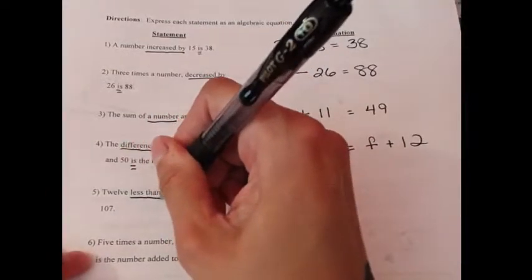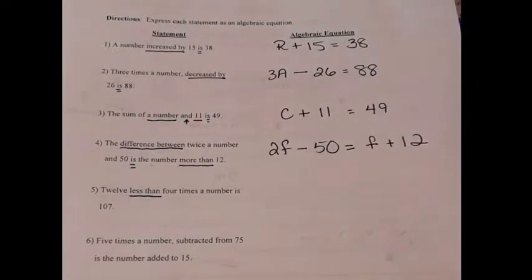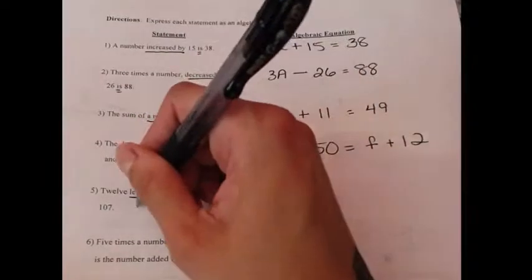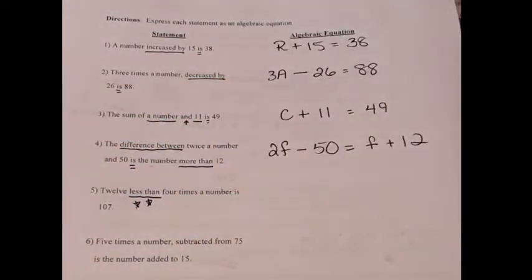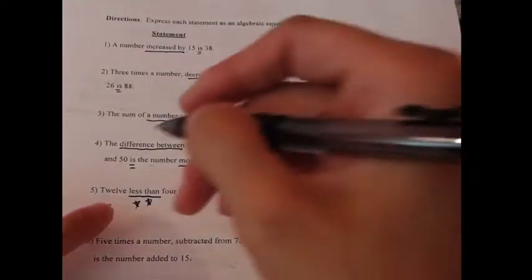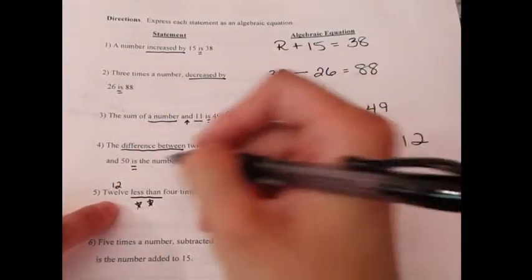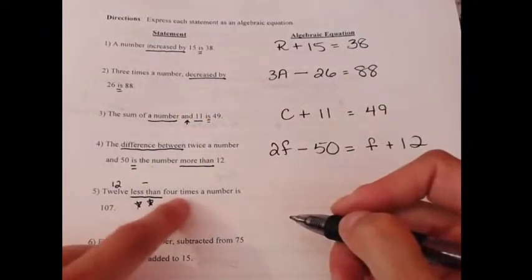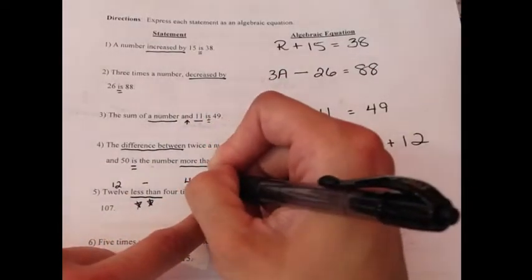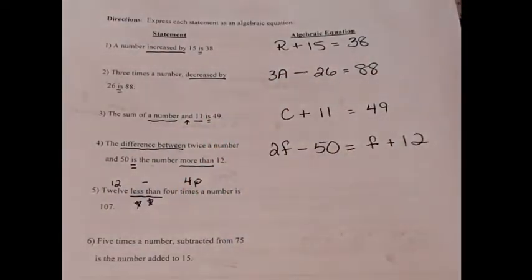Aha. We see here "less than." Right away, that should be like ding, ding, ding. We should think back to the previous page and say, okay, here, we have to flip the order of the terms. So first off, we know that we have 12. We know that less than is minus. And we know that 4 times a number is 4p, right? I'm just going to use p this time.